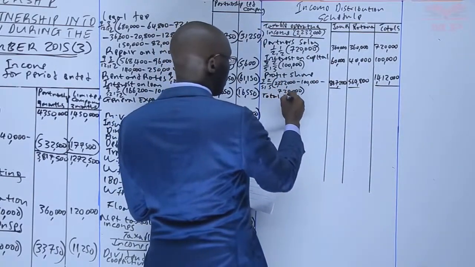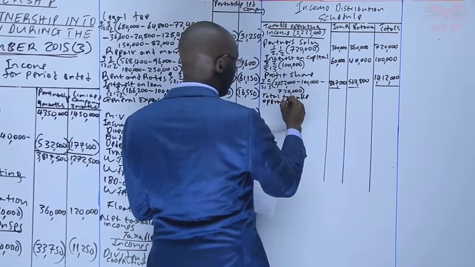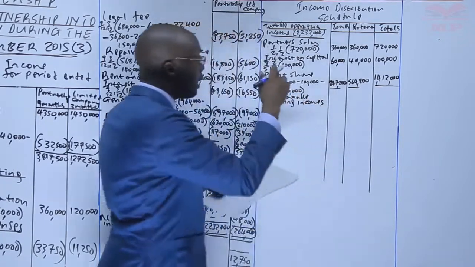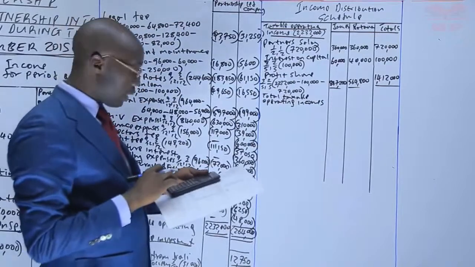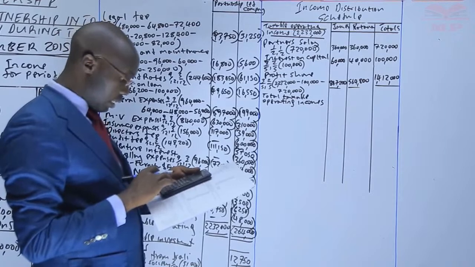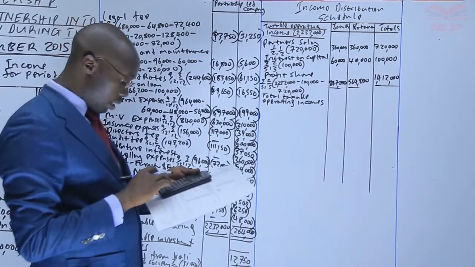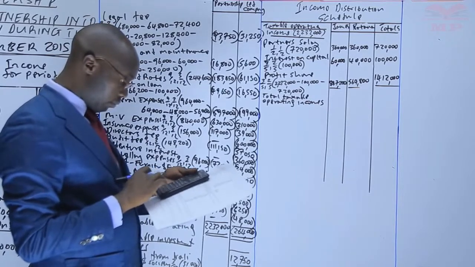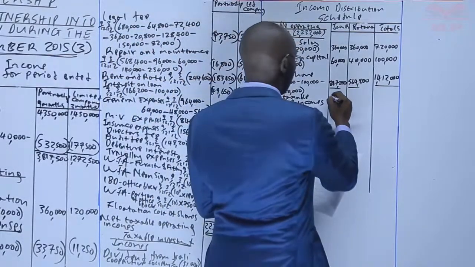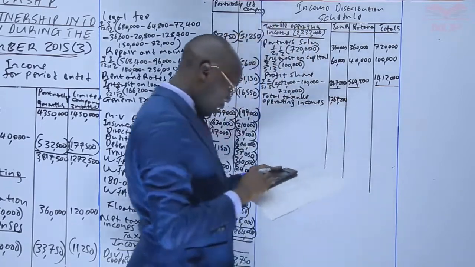And now we can get the total taxable operating incomes. So we add the operating from the top, the 360, and also 60, and also 847,200. This gets 1,267,200.